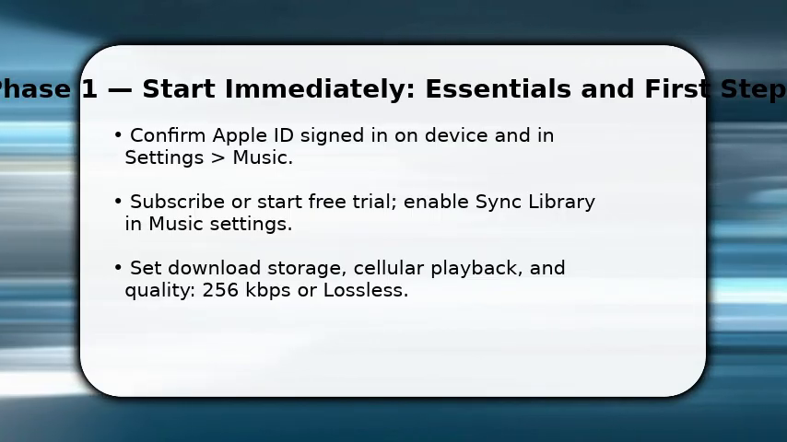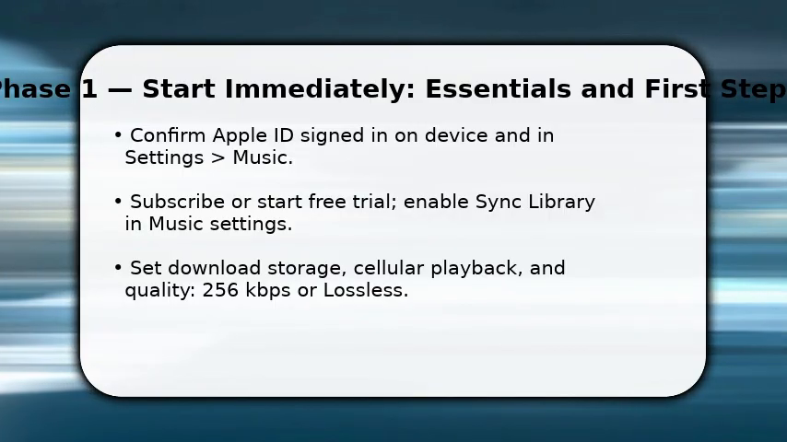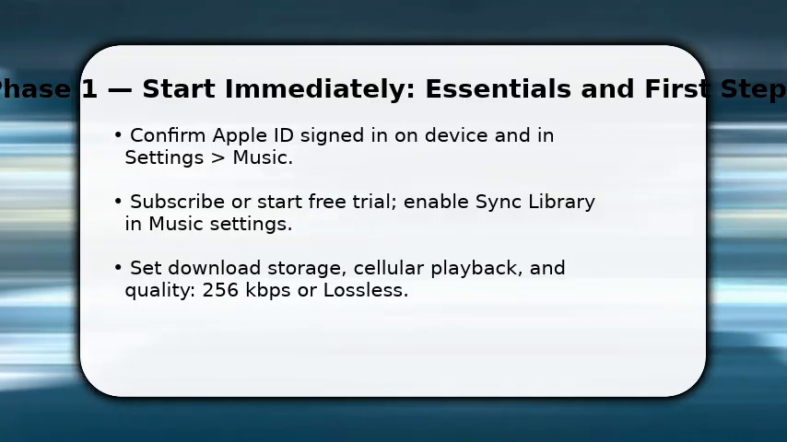Next, choose audio quality. Use 256 kbps for typical listening or lossless if you have compatible gear. Also set where downloads go and allow downloads on cellular, only if you consciously accept the data cost.